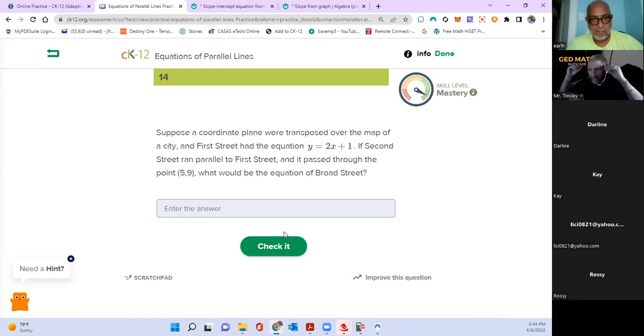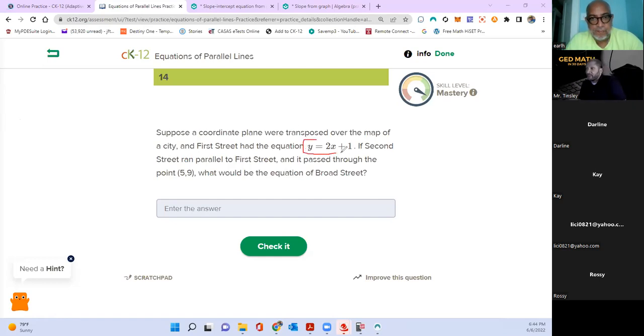Most people's heads are going to explode reading this. Am I right or wrong? You're right. But this is what I want you to do. Take deep breaths and say, Mr. Tinsley gave me everything I need to pass the exam. What keywords do I know? First of all, we're looking for the equation of a parallel line. I know how to find the equation of a line. I need to find a point and a slope.